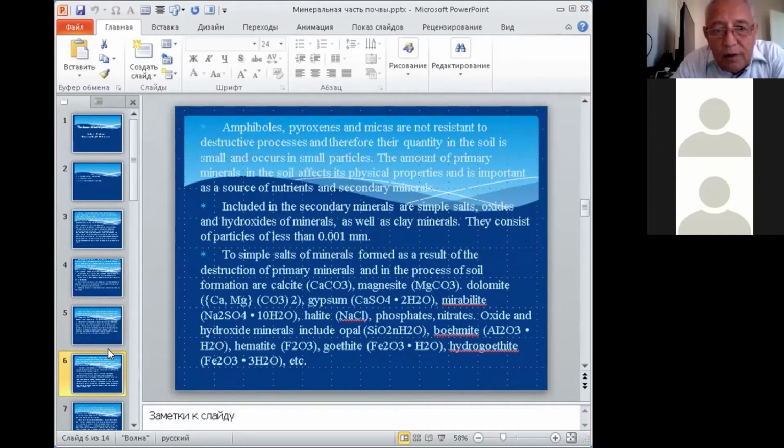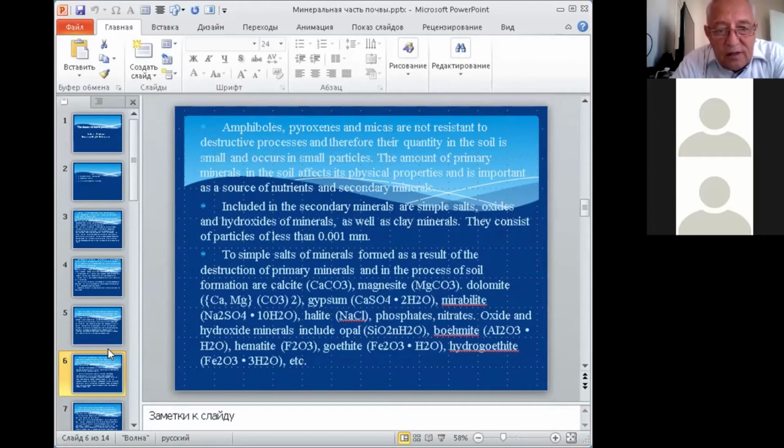The amount of primary minerals in the soil affects its physical properties and is important as a source of nutrients and secondary minerals. The secondary minerals include simple salts, oxides, and hydroxides of minerals, as well as clay minerals. They consist of particles of less than 0.001 millimeter.